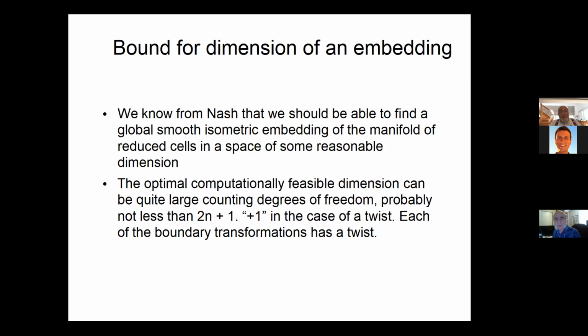Now, if we think about how to do an embedding in this rather high dimensional space, we know from Nash that there should be a way to make a globally smooth isometric embedding. The embedding theorems say that we should not need more than 2n+1 dimensions. So that's 6 boundaries, 6 dimensions, plus 1. But the 1 is for a twist on each boundary. There's 4 ways of going outside each boundary, and each one of them has a twist. So that says there's at least 30 dimensions that would be needed. That's a pretty big topological problem.